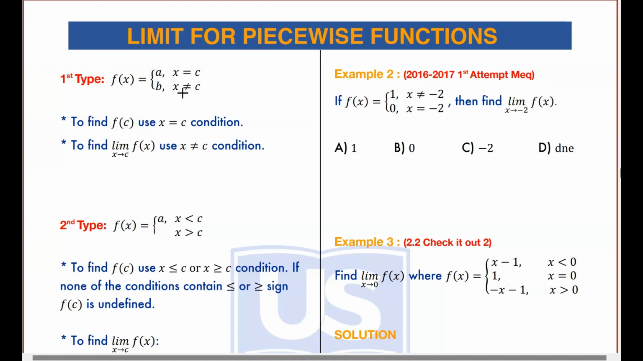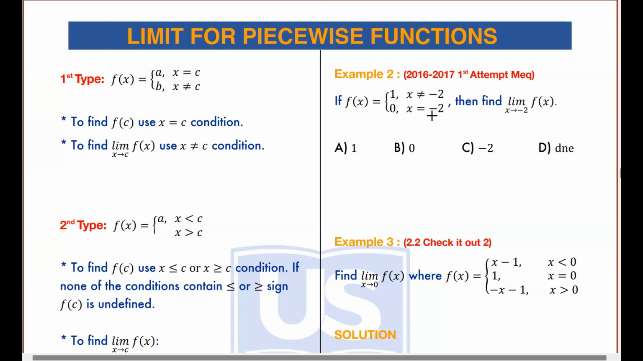Alright, for the first type, to find f of c, if we're asked to find the value of the function at the given point, then we will be using the equal condition. But if we are asked to find the value of the limit at the given point, then we will be using the not equal condition. Okay, for example, let's take a look at this question.